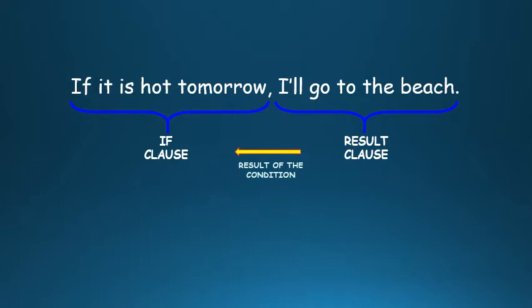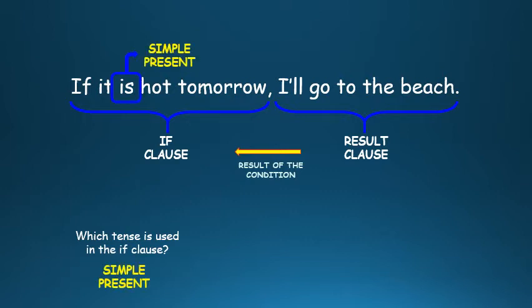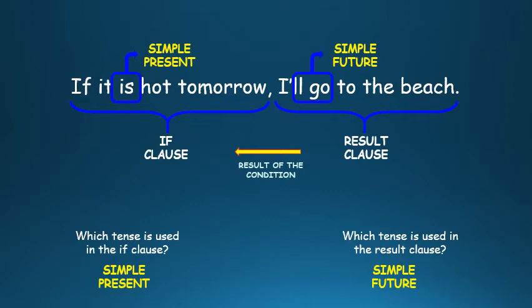It is almost like the zero conditional, but in this case, the result is in the future. So you can see that I'll is a contraction of I will. Which tense is used in the if clause? The simple present, as I was telling you. And which tense is used in the result clause? In this case, we have to use the simple future. Okay, so we have here the example. If it is, that means it's the simple present of the verb to be. And I'll go is a contraction of will go, the simple future.